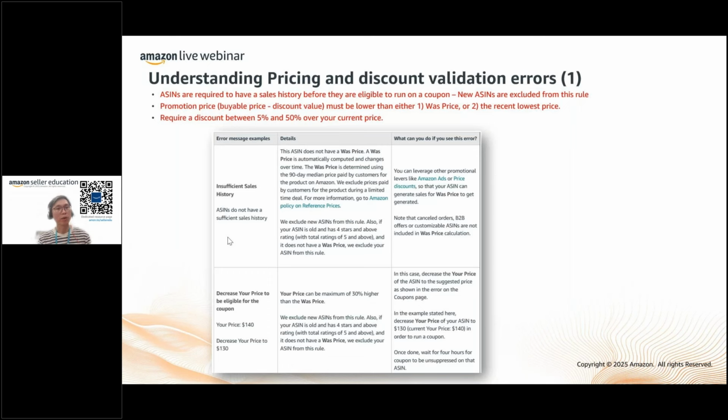And then the other one is the promotion price. To run a coupon, you need to set a certain discount, and the required discount should be between 5 to 50% of your current price. Then the promotion price, which is the viable price minus the discount value, must be lower than either the worst price or the recent lowest price.